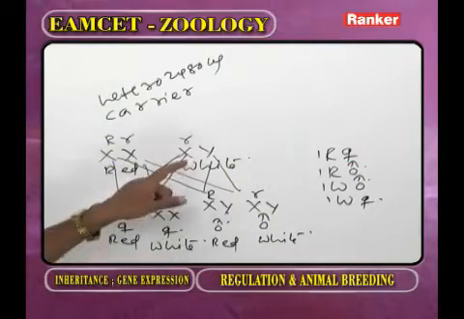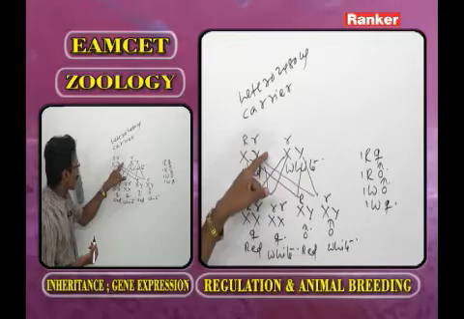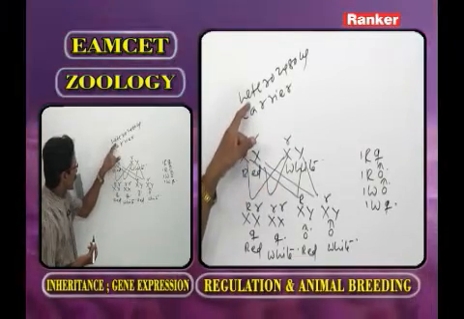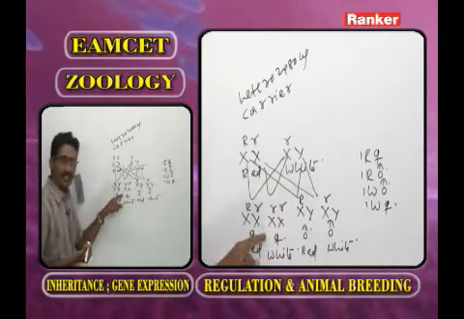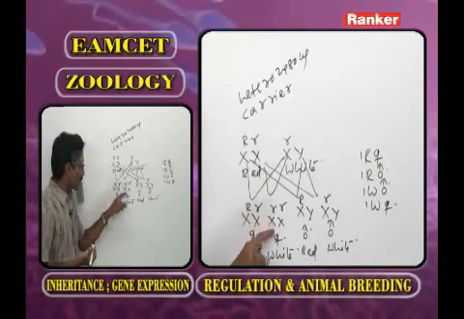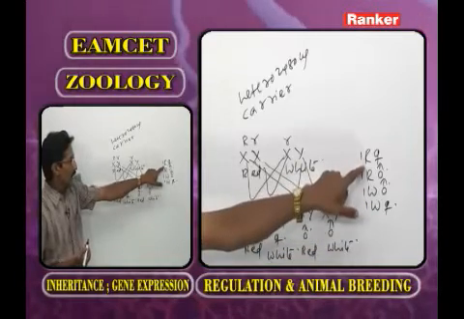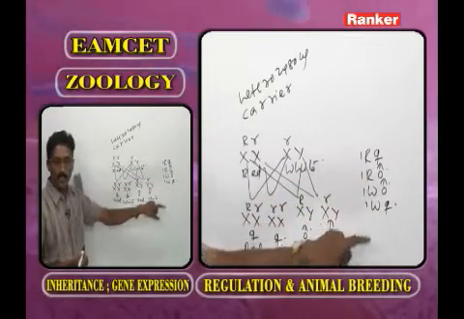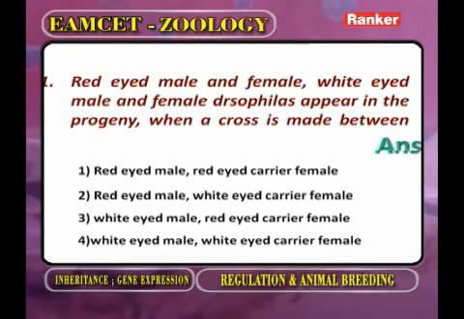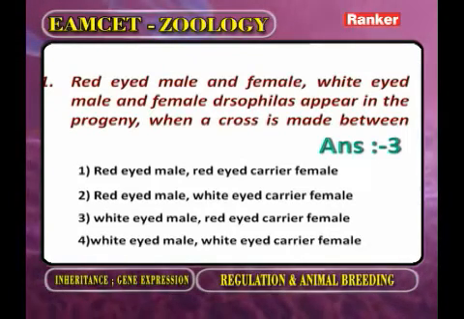Now you observe, whenever a white-eyed male is crossed with a carrier or heterozygous red-eyed female, you are getting the children in 1:1:1:1. Now you have to observe one red-eyed female, red-eyed male, white-eyed male, white-eyed female. Now the answer is white-eyed male crossed with the red-eyed carrier female. Now the next question.